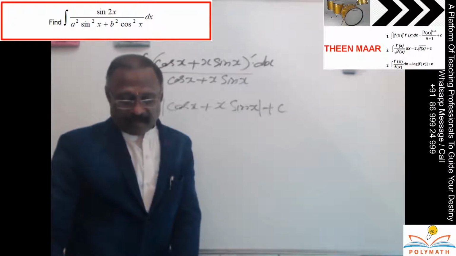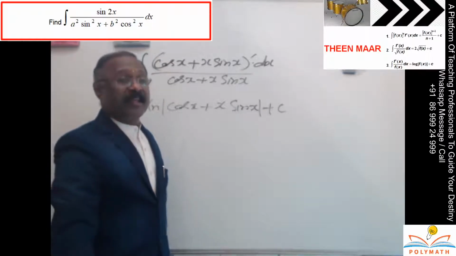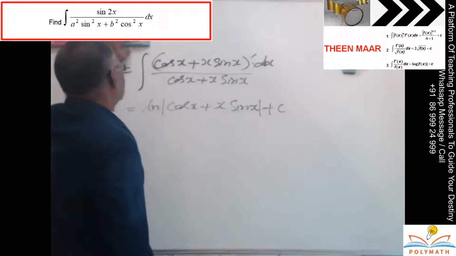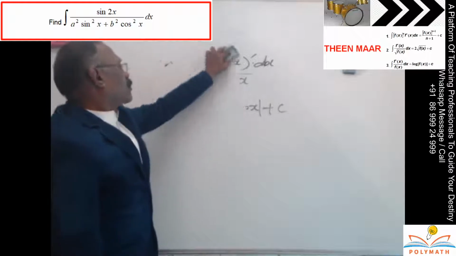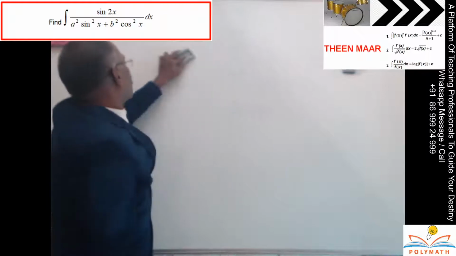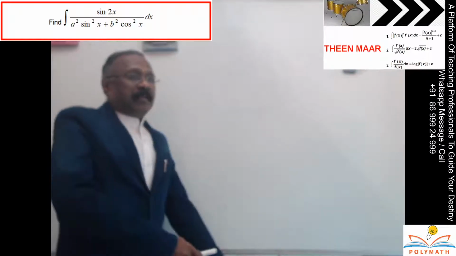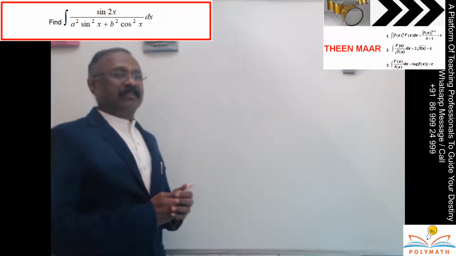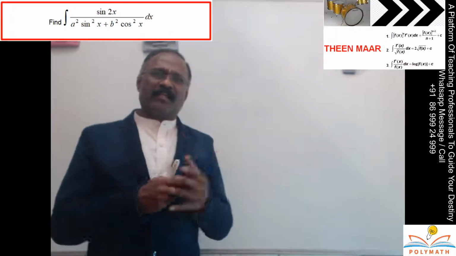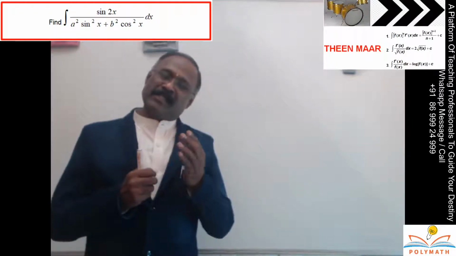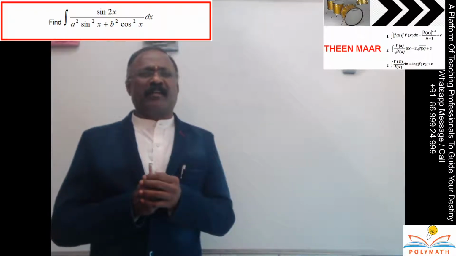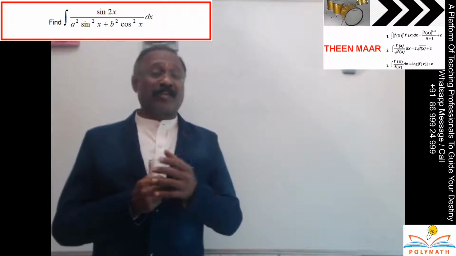If you see carefully, it is integral of sin 2x divided by a square sin square x plus b square cos square x. Just observe: what is the derivative of sin square x? It is 2 sin x cos x. What is the derivative of cos square x? Minus 2 sin x cos x. So the derivative of sin square x is sin 2x, and the derivative of cos square x is minus sin 2x.